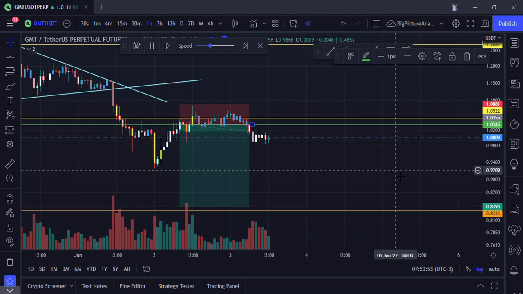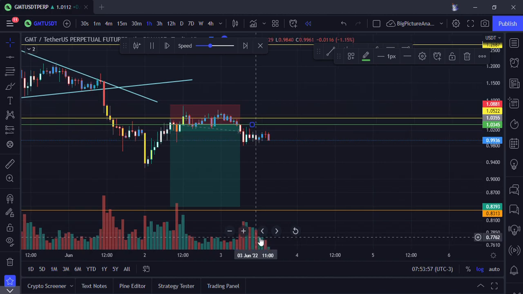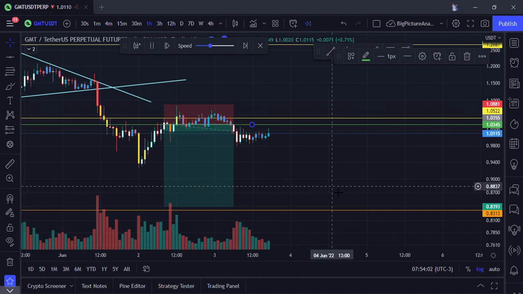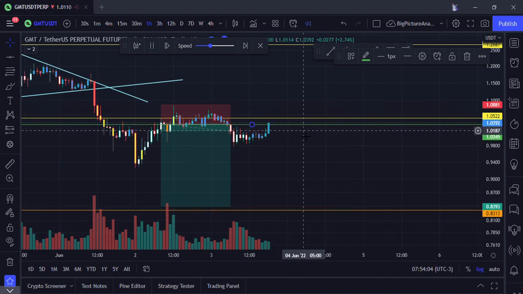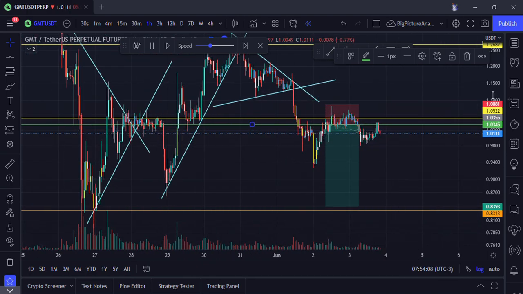I don't know. It's difficult to say. Red volume, green volume, red volume, green volume, red volume. It's really in an accumulation zone. And I'm a very wise guy. Okay, it hit my stop loss. It's over. I won't trade anymore.